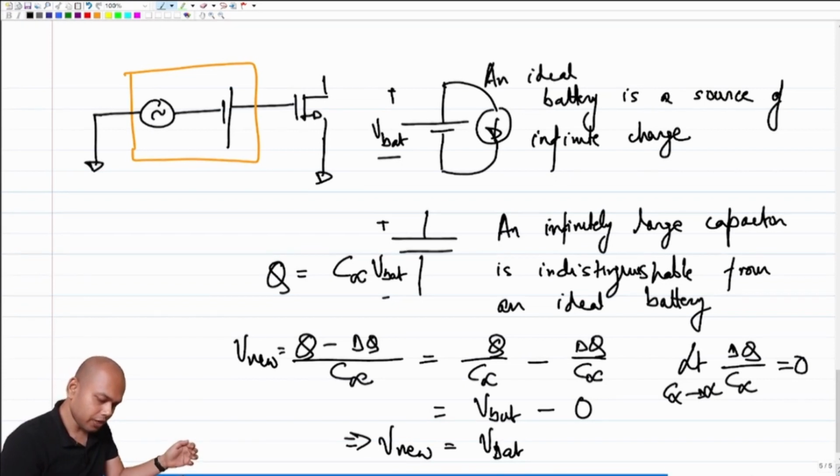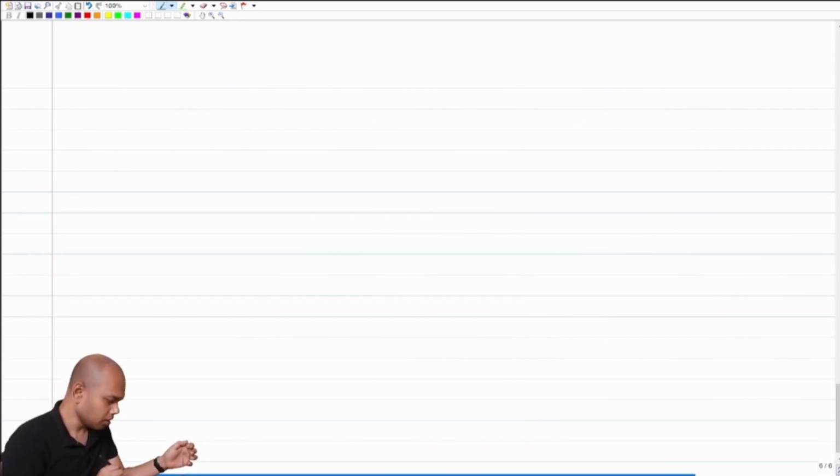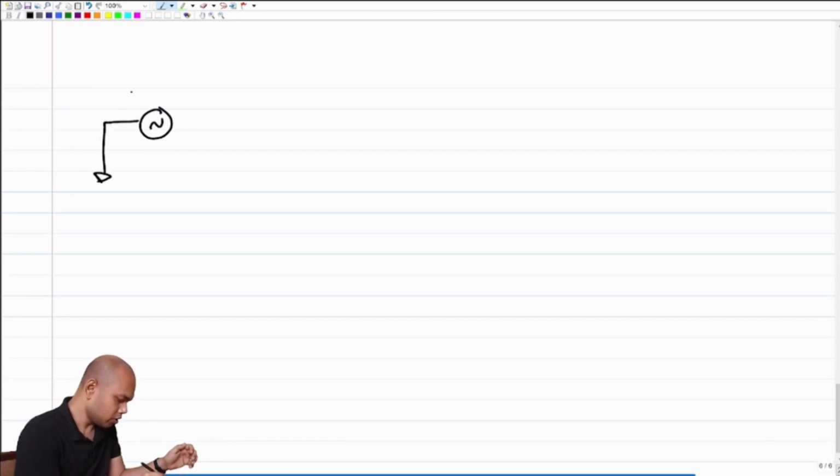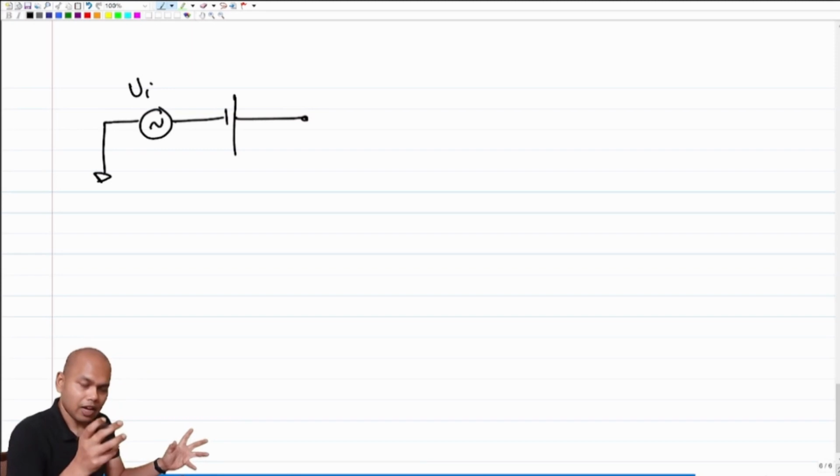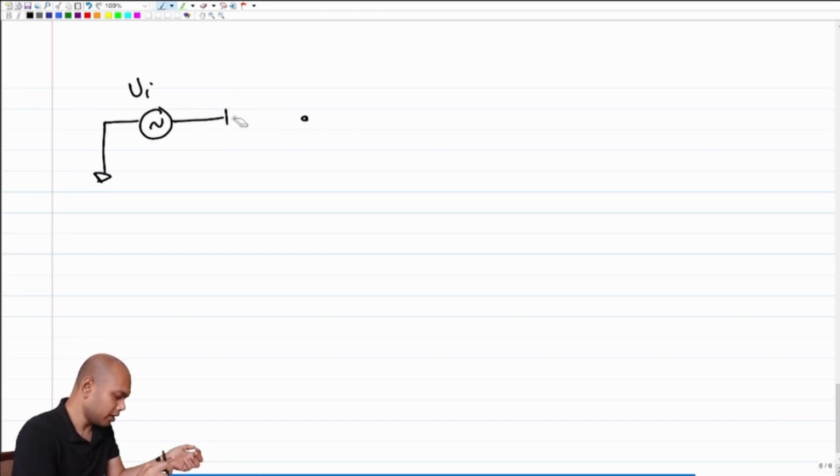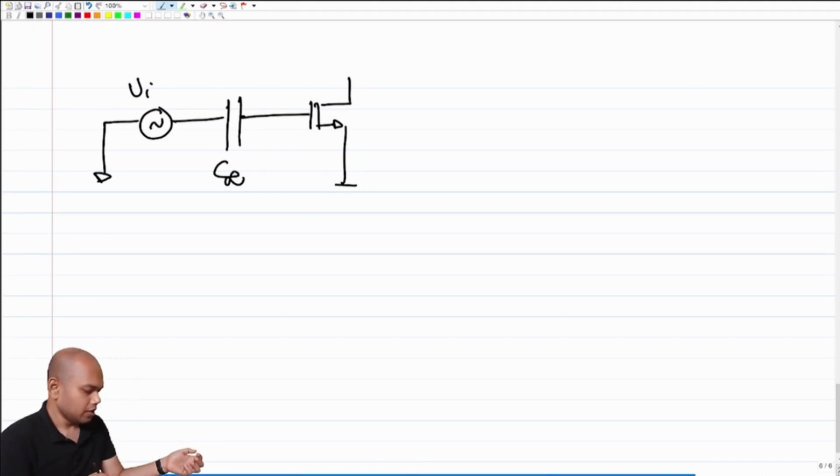So if we agree with this, what is the solution? The solution is, I have a voltage source EI, and I wanted to have a battery having VGQ, but I can't have a battery. What is the alternative? The alternative is to replace the battery with a C infinity capacitor, right? But what is the charge across this capacitor?